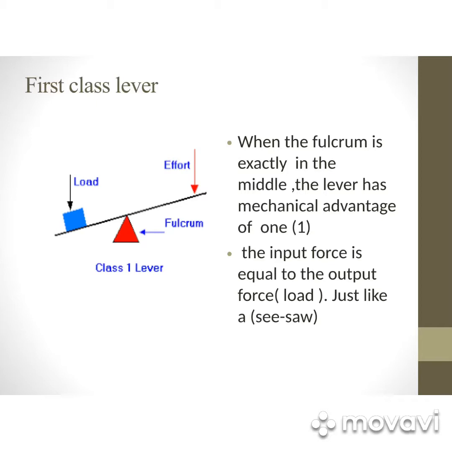Okay, what if we put the fulcrum exactly in the middle of the bar? I know the figure is a little bit tricky. You feel like the fulcrum is a little bit near the load, but we will see it as if it is in the middle. If it is in the middle of the load and the input force, then it will have a mechanical advantage of 1. What does it mean? It means that the input force is equal to the output force, the load, just like a seesaw.